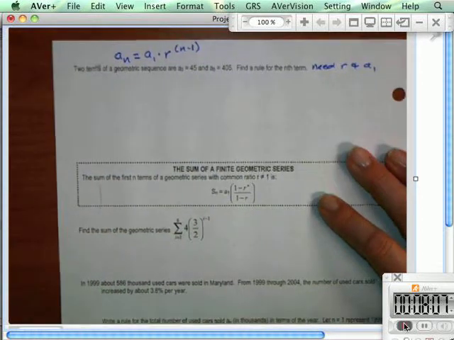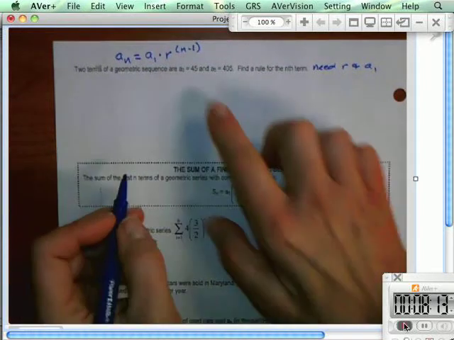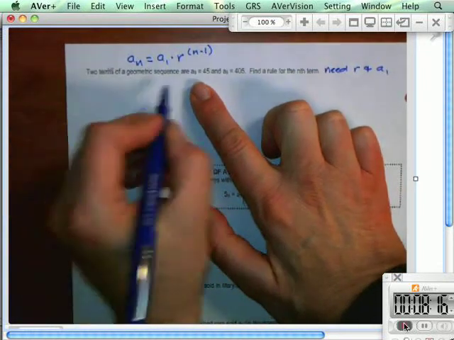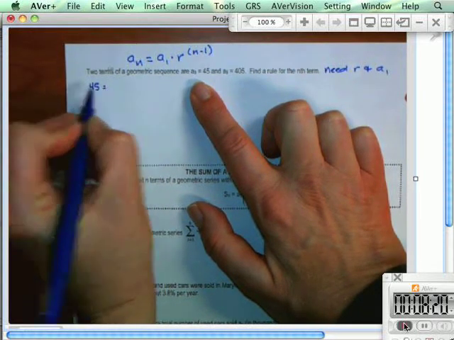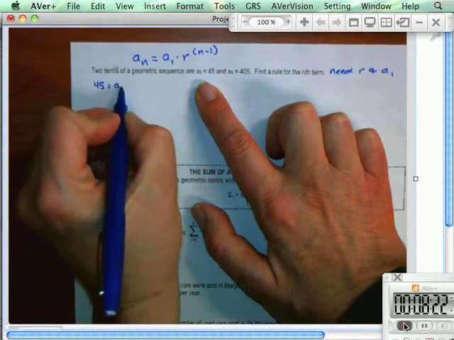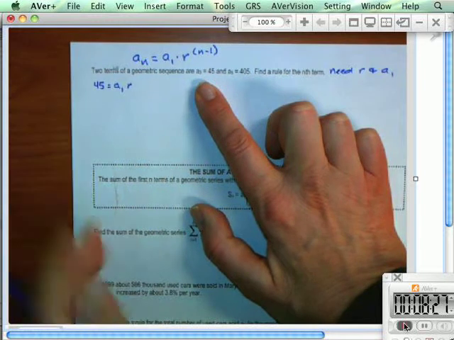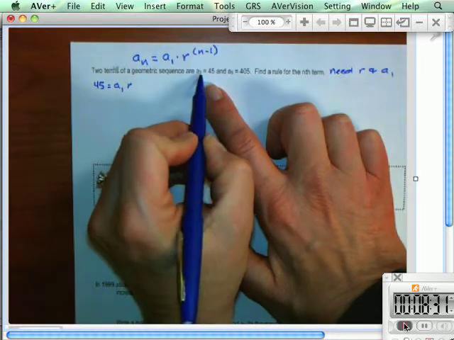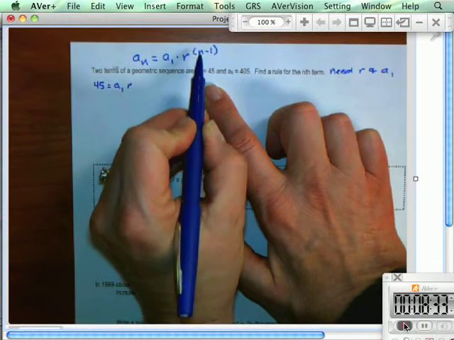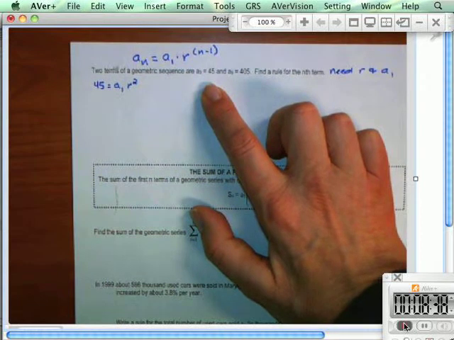Okay, so it's very similar to yesterday. The first thing you do is you write down what you know. So if I look at this first one here, I know that A of n is 45. Don't write too big either. Okay? I don't know A of 1. I don't know R, but I'm just going to do this in one fell swoop. I know n is 3, correct? 3 minus 1 is 2, so it's going to be r squared. You see how I got r squared?